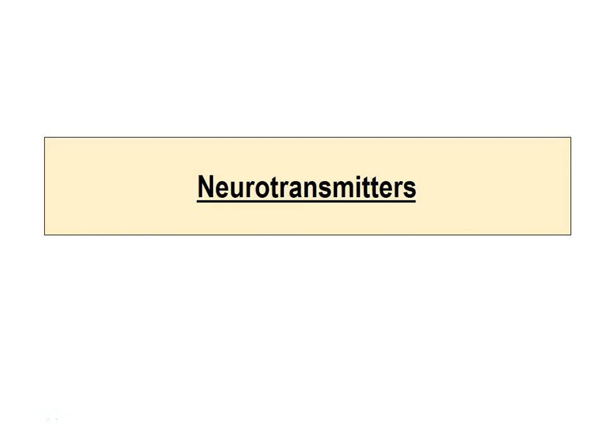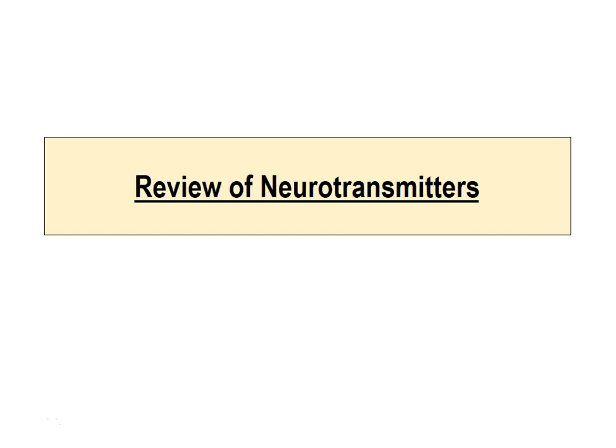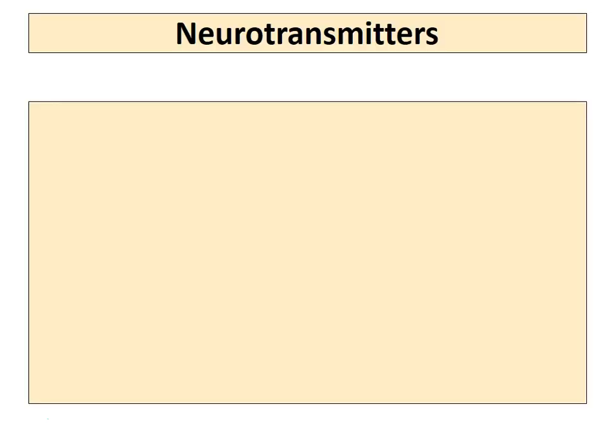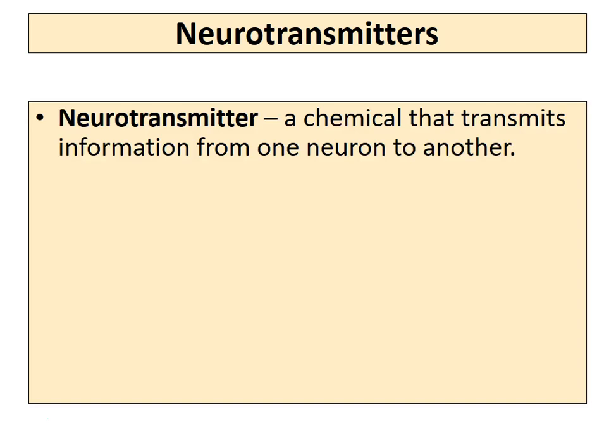This lecture is about neurotransmitters. We started talking about neurotransmitters in the last lecture, but I thought we should review some of the information and then go on from there. And so a neurotransmitter is a chemical that transmits information from one neuron to another.